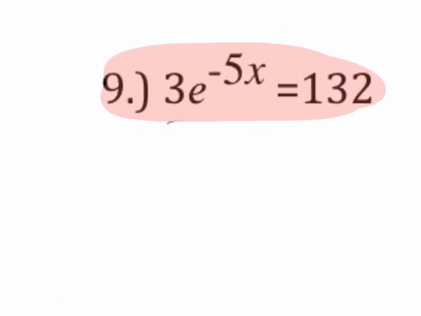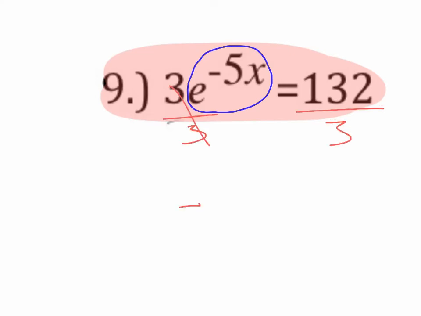All right. Look. What do I have here? An exponential. What's the opposite of exponential? Log. Is this exponential completely by itself? So what do I have to do first? All right, let's divide both sides by 3. So I have e to the negative 5x equals, what's 132 divided by 3? 44.